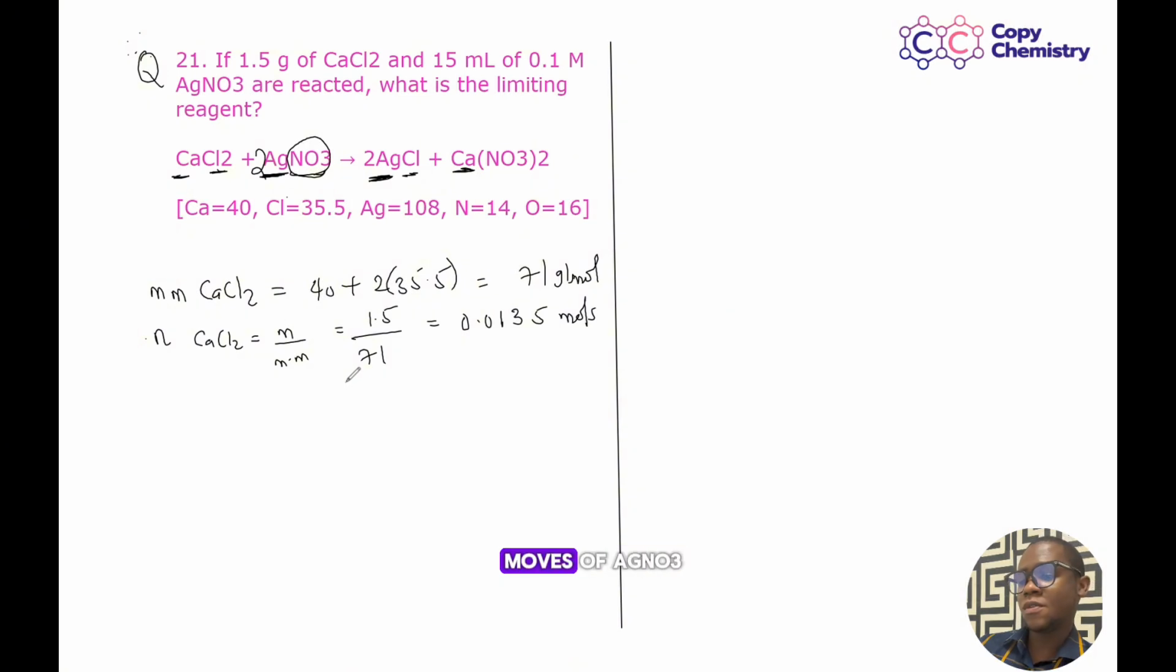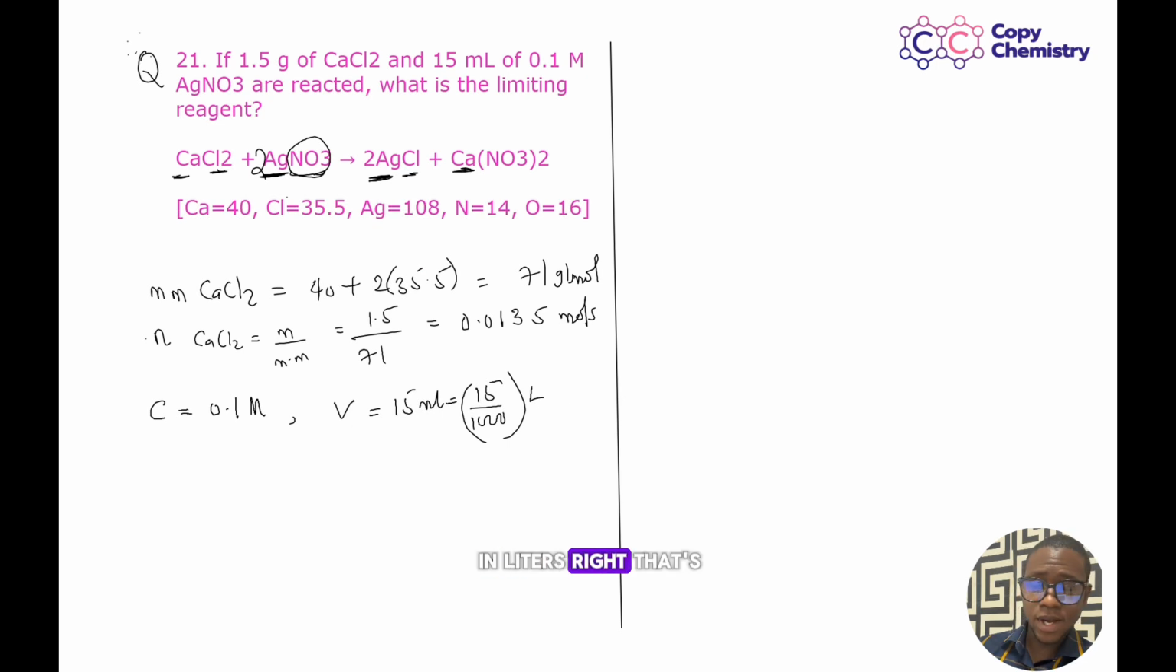Shall we get the moles of AgNO3? The concentration of AgNO3 is 0.1 molar, which is mole per liter. The volume, do we have volume? Oh yeah, we do. 15 ml, and 15 ml should be 15 divided by 1,000 in liters, right? That's the conversion. Okay, so let's just leave that like that. Now your number of moles would be concentration times volume.